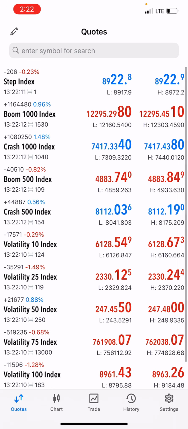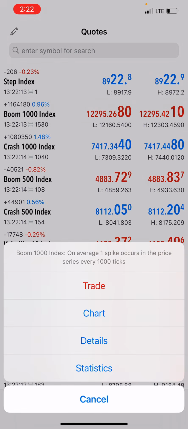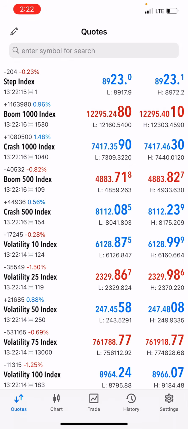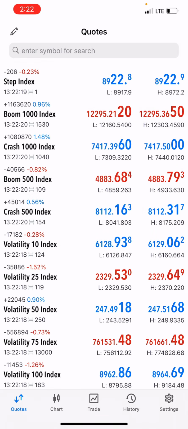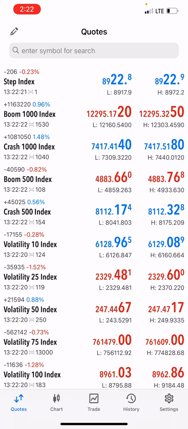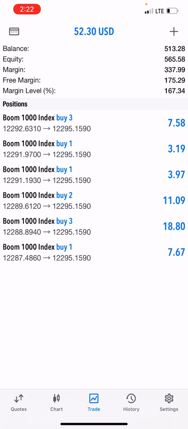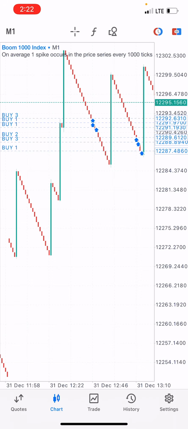In order for you to use this strategy, the strategy works for Boom 1000 index, Crash 1000 index, Boom 500 and Crash 500. It works for all crash and boom indices. Okay, so let me show you how you can set your indicators for this strategy.